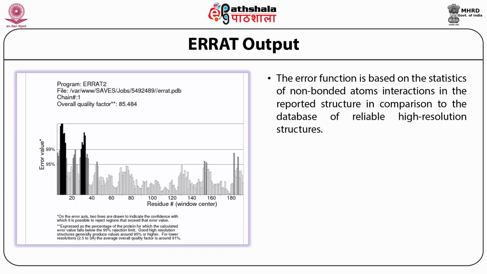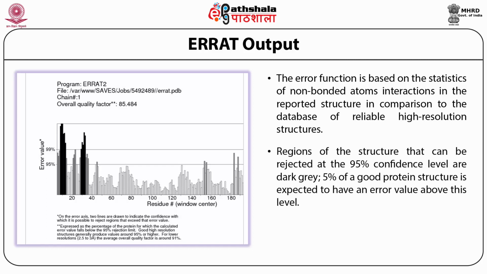If you have a good high resolution structure and you take that for model prediction, then generally the overall error factor will be lower in the error plot. But if you use a low resolution structure from 2.5 to 3 angstrom, then the overall quality factor will be low. In the error plot they also mention that a low resolution structure will always have an error quality of around 90 percent. So it depends on what structure you are taking as a template.